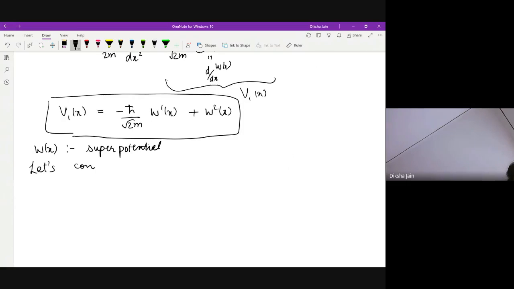What I mean by constructing a supersymmetric system is this: I had a Hamiltonian H1 already. Let me construct a Hamiltonian H2 such that both these Hamiltonians H1 and H2 together form a supersymmetric system.